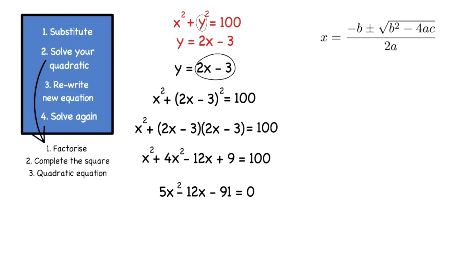To use the quadratic equation, you need to know what a, b, and c are. A is always the first number in your quadratic, so it will be a positive 5. B will be minus 12, the second number. C will be minus 91, the third number. Once I replace the a's, b's and c's in the equation with 5, minus 12 and minus 91, I will end up with this.